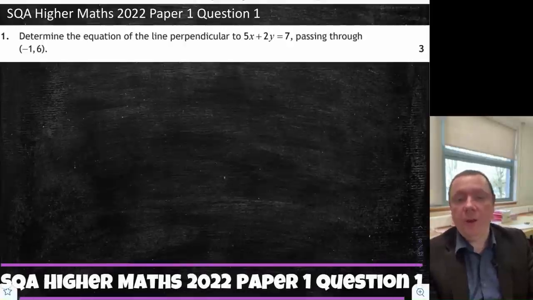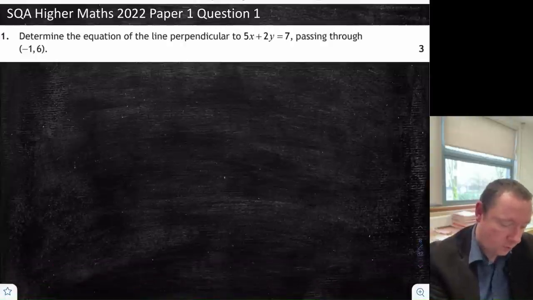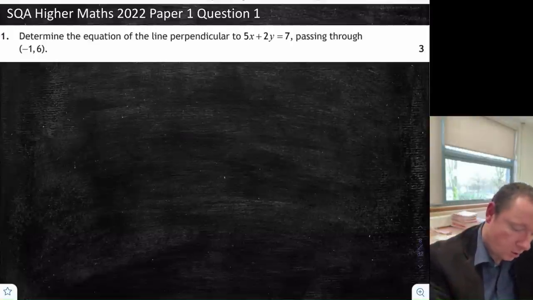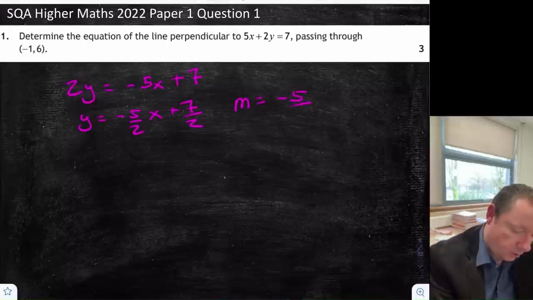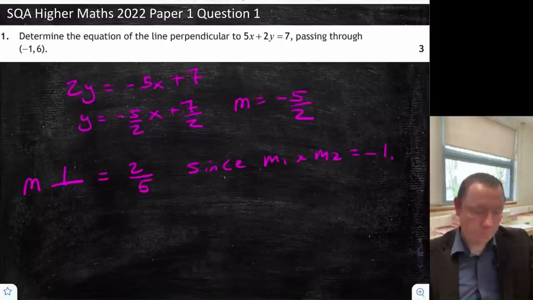Higher Maths 2022, Paper 1, Question 1. Determine the equation of a line perpendicular to 5x + 2y = 7, passing through (-1, 6). Perpendicular means the gradients multiplied together give -1. So for the gradient of this line, we've got 2y = -5x + 7. So y = -5/2 x + 7/2. The gradient of this line is -5/2. So the gradient of our perpendicular line is 2/5, since m1 times m2 equals -1. Two fifths of -5/2 gives us 2 marks already.